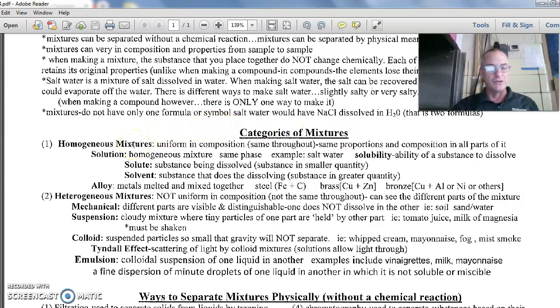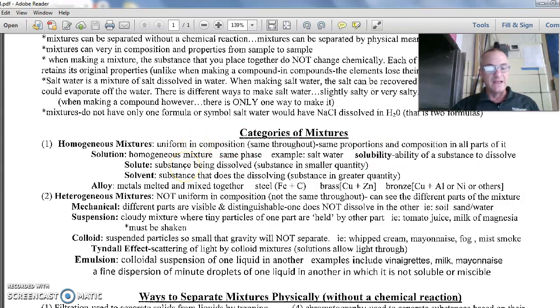One example of a homogeneous mixture is called a solution. We already mentioned a solution. A solution's formed when one thing is dissolved in something else. And you dissolve it, and it is mixed evenly throughout, and it's said to be in the same phase. In order to form a homogeneous mixture, the substances must be soluble in one another. In other words, they must mix very well together, where the one thing is able to dissolve the other thing.